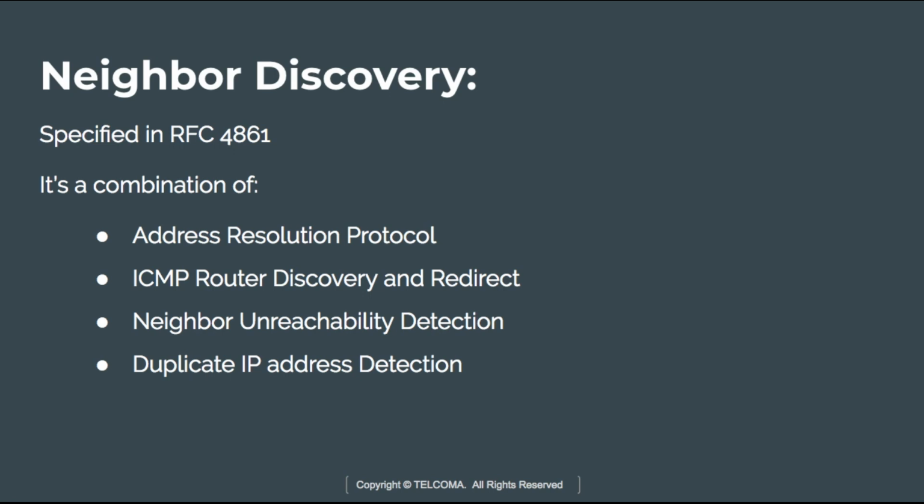After that is ICMP router discovery and redirect. These are the messages that we will discuss in later lectures. After that is neighbor unreachable detection, which detects whether the neighbor to whom we are sending the message, between the source and destination, is reachable or unreachable. After that, duplicate IP address detection. This will identify if there are two IP addresses that are the same, so it will detect the duplicate IP address in the network.